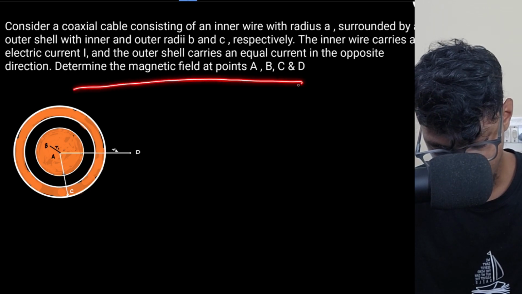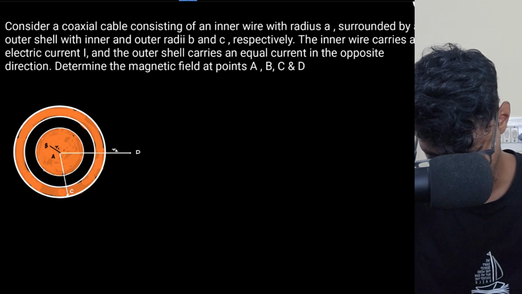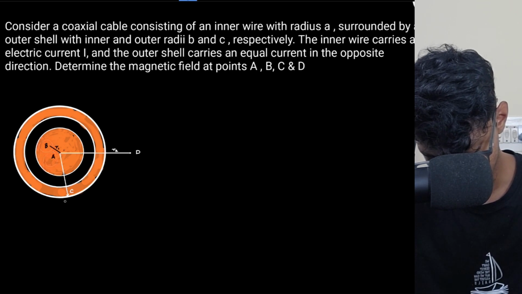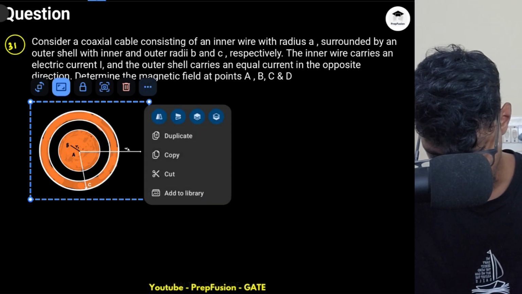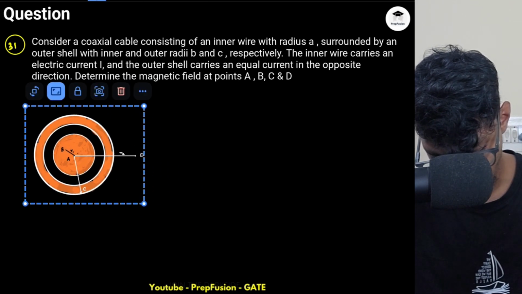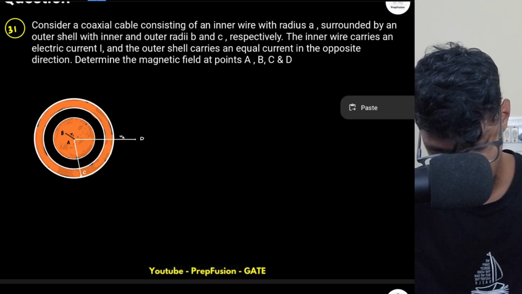Determine the magnetic field at points A, B, C, D. So this is the point A, this is the point B, this is the point C, this is the point D. So we'll just copy this figure. Actually, the current direction they haven't shown. Just copy this and properly note down the current direction.